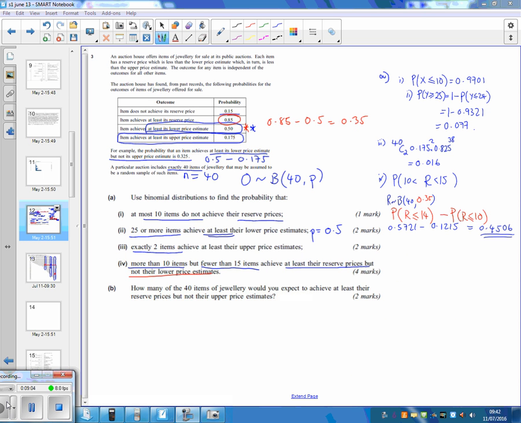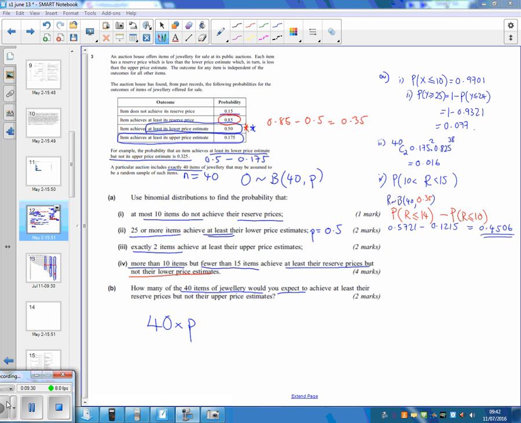So now finally, part B. How many of the 40 items of jewellery would you expect to achieve at least their reserve price but not their upper price estimate? So if I want to find how many I would expect, then I need to do how many I've got times the probability. So that's how we work out what we would expect, the number times the probability.